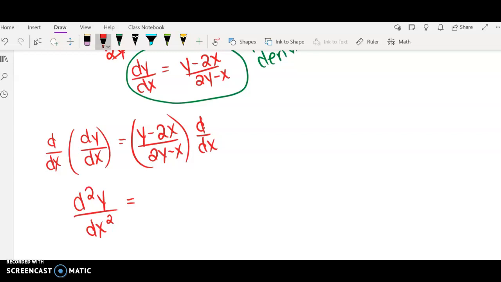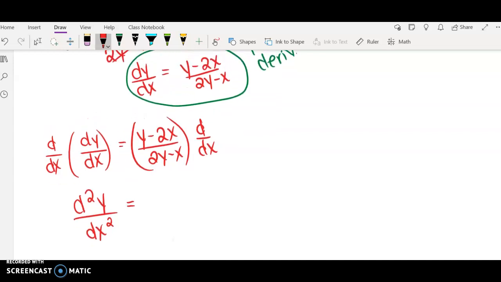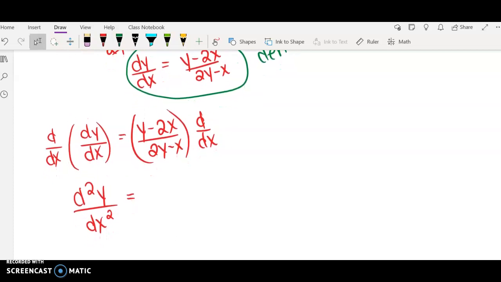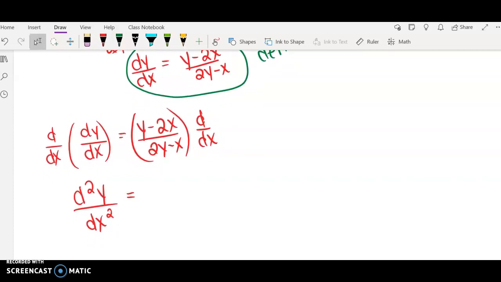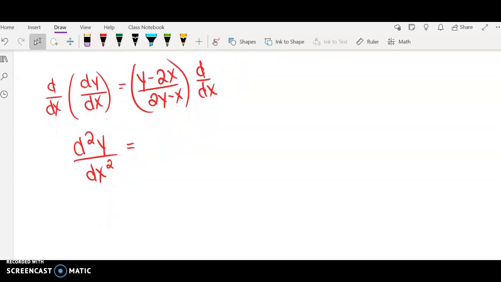And guys, this is where you really have to pay attention to your algebra rules and take your time and write neatly. Most times that's where my students have trouble. It's just little small mistakes, nothing major. So let's take our time.